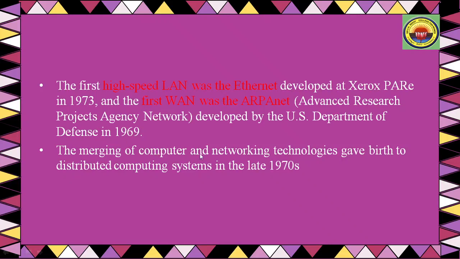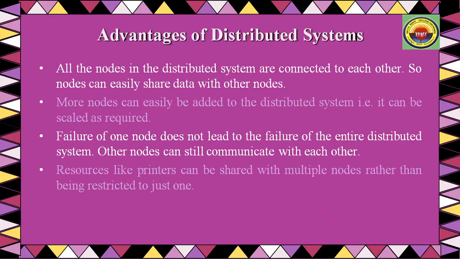So, with the help of computer and networking technology, it gave birth to distributed computing systems in the late 1970s. In distributed computing systems, all the components are connected via the internet, and there is scope for sharing the resources, and they work towards achieving a common goal.